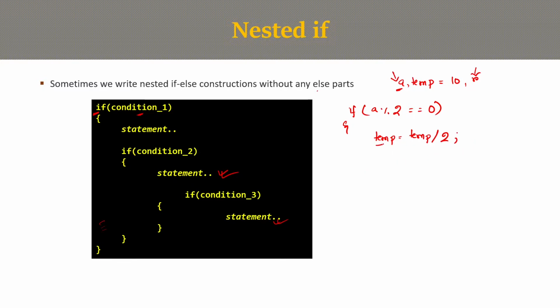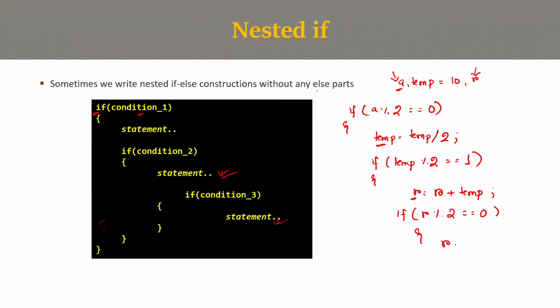Now I want to check if this temp is an even or odd number. If temp modulo 2 equals 1, then I will execute another statement. The statement that I will be executing is, in r, I take r and add it with temp. After I have executed this statement, I want to check if this r is an even number or not. If this r is even, then I want to execute another statement. And what is that statement? That statement is r equals r into 2. So these are just examples.